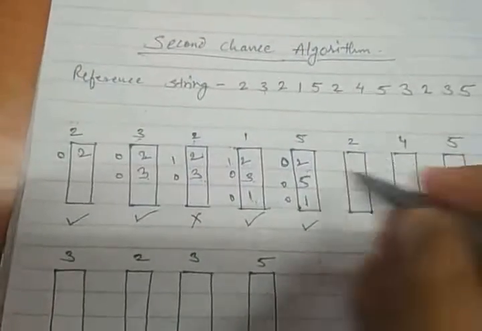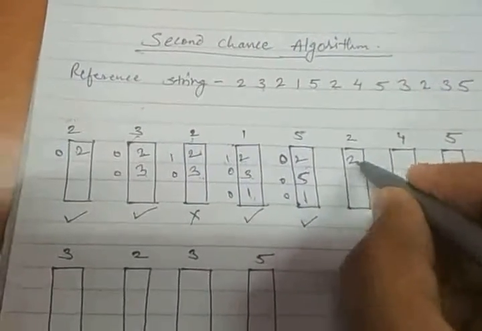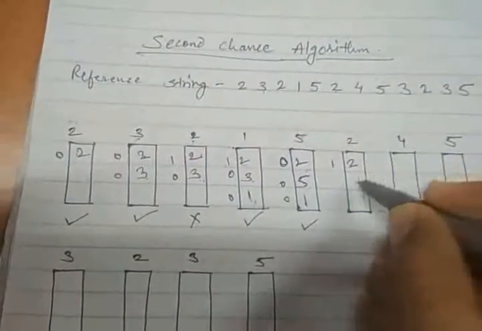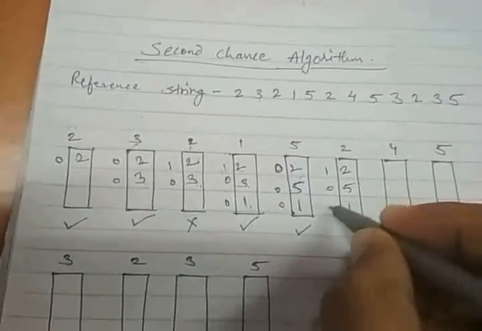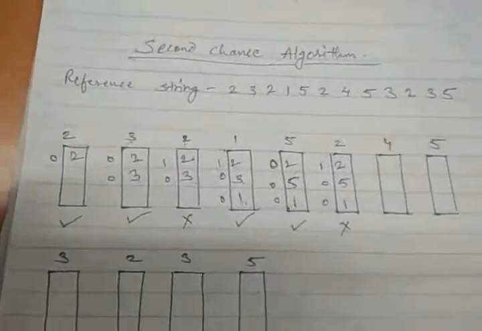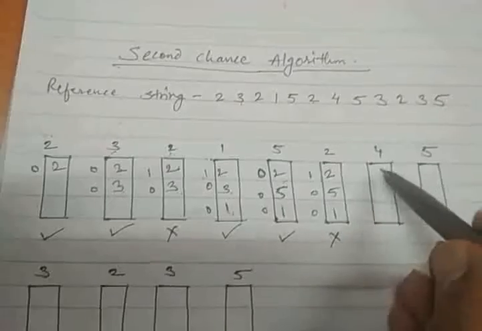Now we are looking for 2. 2 is already there, so 2 will be there. Then the reference value will become 1. 5 and 1, the reference values are as it is. There is no page fault. Then we are looking for 4.